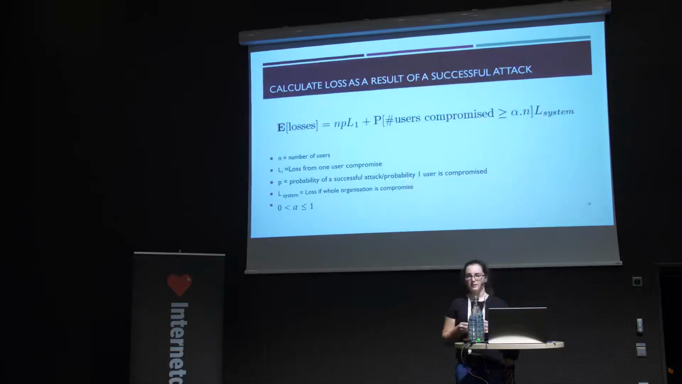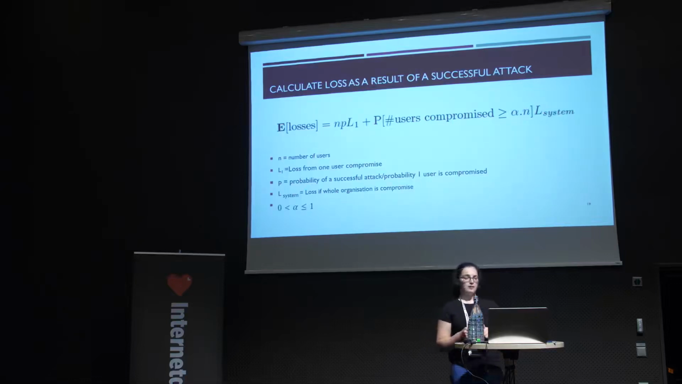Okay, so calculate the loss as a result of a successful attack. We kind of split this in 2. The first part is NPL1, and that's just the loss as a result of one user being compromised, multiplied by the number of users and the probability of compromise. So that's basically, if an individual is compromised, what's the loss?